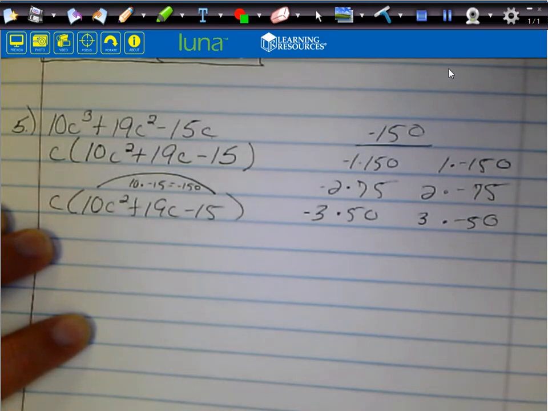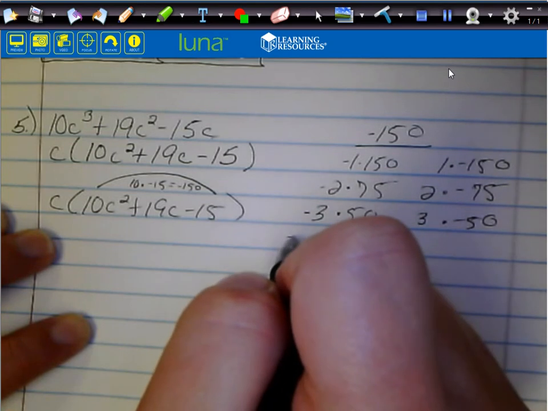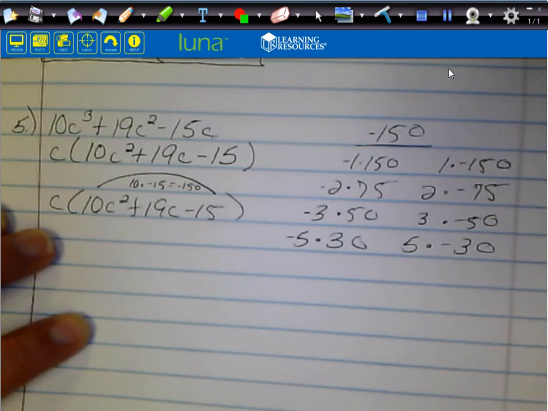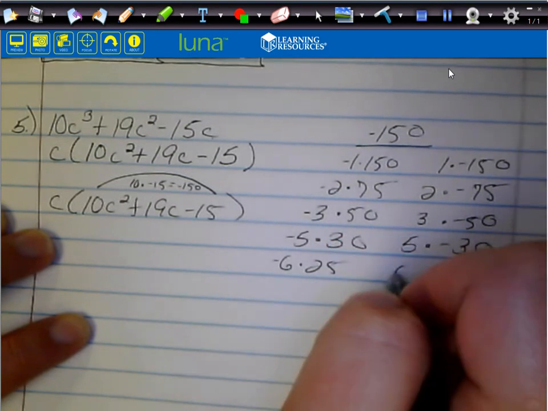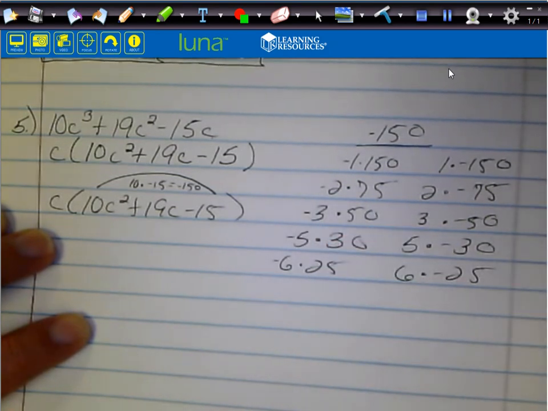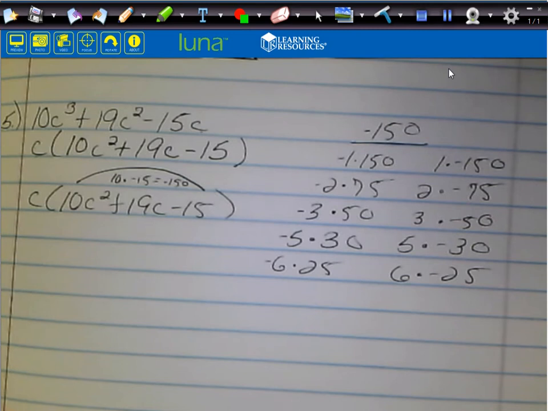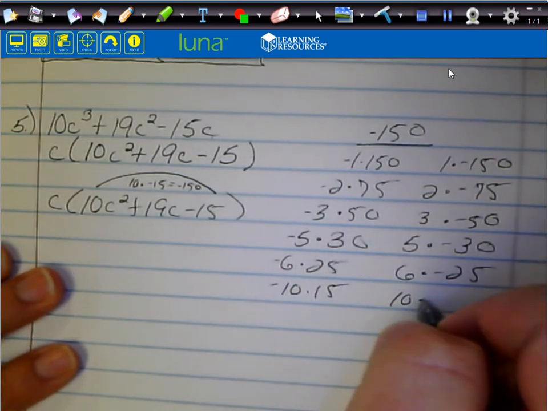Then when I multiply by 4, I get a decimal, so I don't want to do that. So when I multiply by 5, I get negative 5 and 30, and 5 and negative 30. Then I'm going to keep going. When I multiply by 6, I get 25. So I'm going to say negative 6 and 25, and 6 and negative 25. Then I've got one more. Whenever I divide by 7, I get a decimal. Whenever I divide by 8, I get a decimal. Whenever I divide by 9, I get a decimal. But if I multiply or divide by 10, I get 15. So I'm going to say negative 10 and 15, and 10 and negative 15.